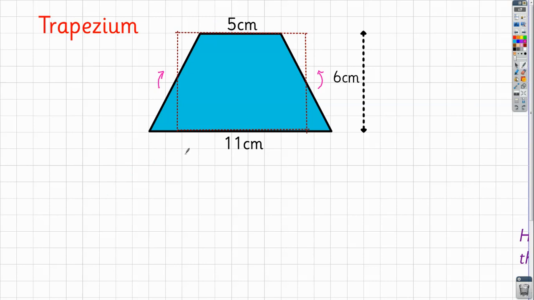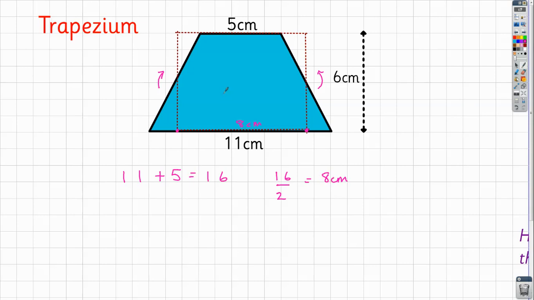So the way we find the area is, first of all, we're going to find the average of 5 and 11, and the way we do that is we add them together. So 11 add 5 is 16, and then 16 divided by 2 is 8. So that measurement there, 8, is the distance between this point here and this point here, or the length of that rectangle. It's the average of those two parallel sides, the 5 and the 11. So we added them, we got 16, we divided by 2, that gives us 8.